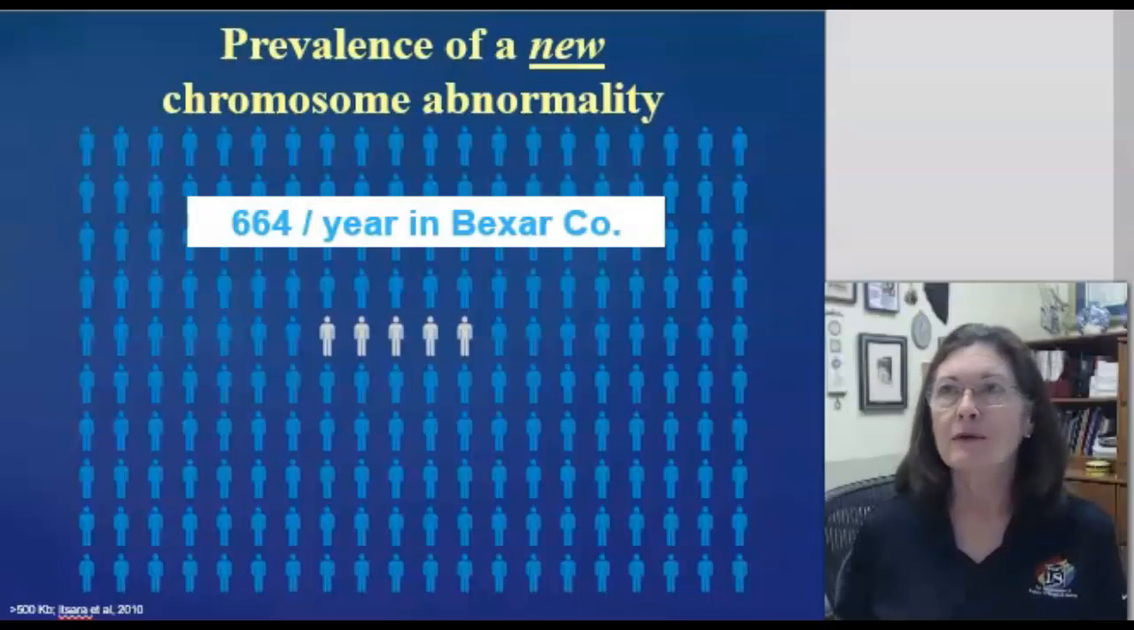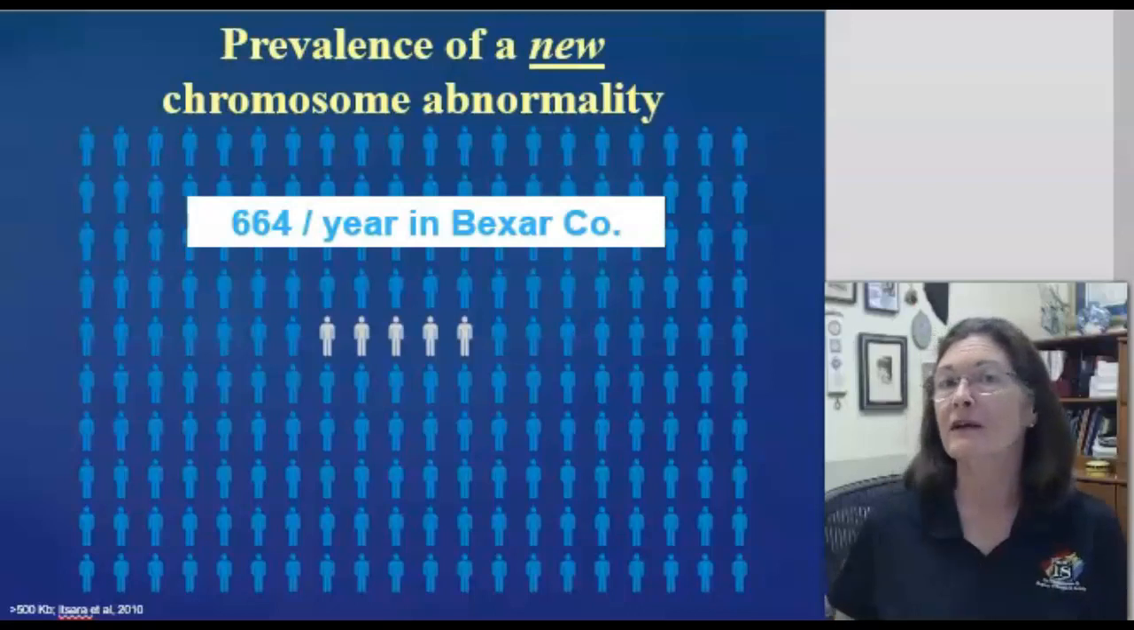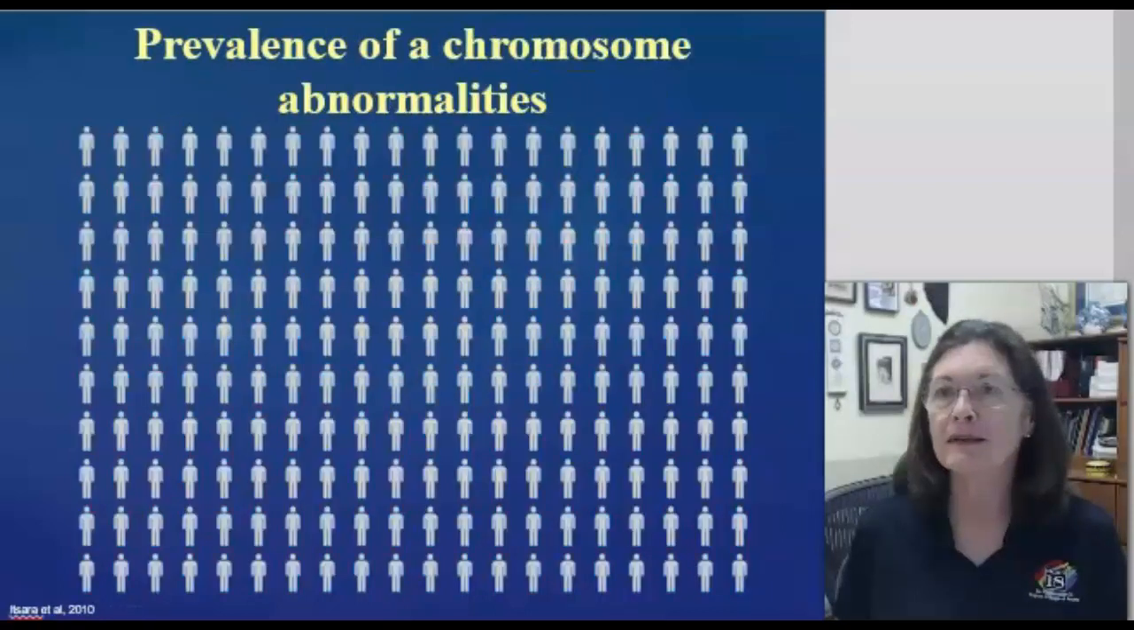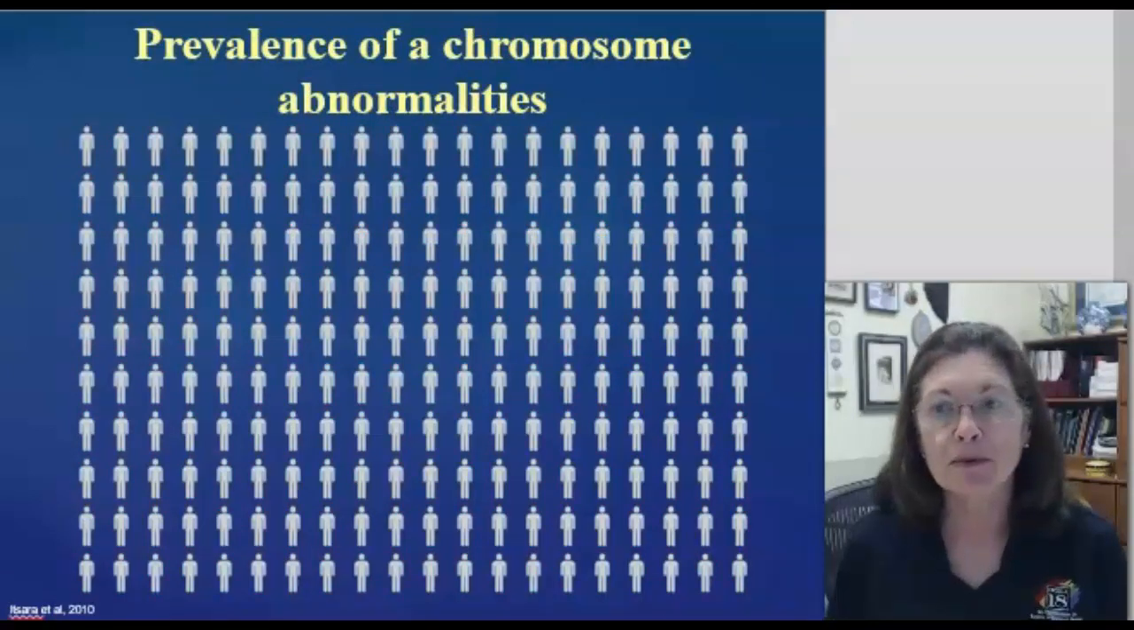Now I know you're thinking, okay, but what if you include the ones they inherited from their parents, who may have inherited some from the grandparents, etc.? When you look at all the changes, new or inherited, in 200 babies, that reveals that everybody has chromosome abnormality.